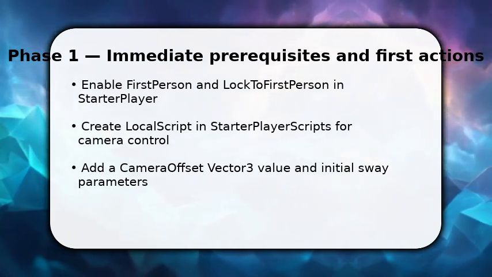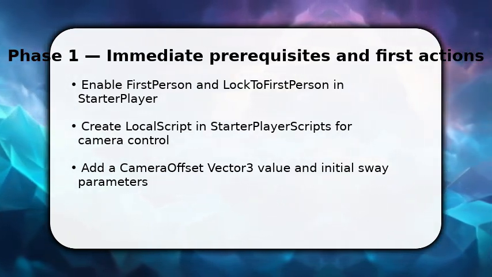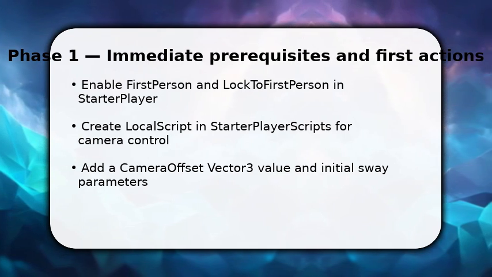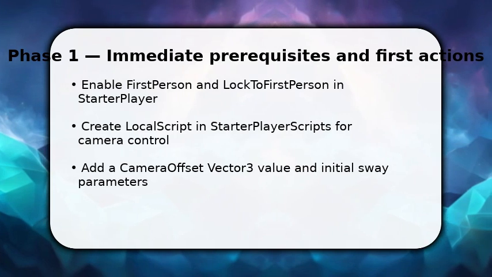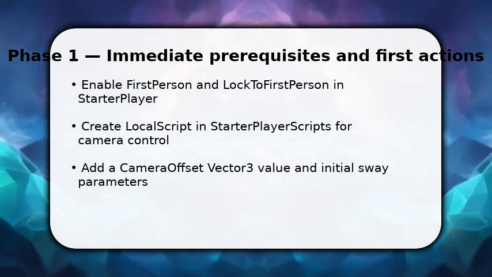Once done, wire the offset into a camera subject update loop so the camera can receive local positional adjustments. This immediate setup gets you into scripting the sway logic without delay.